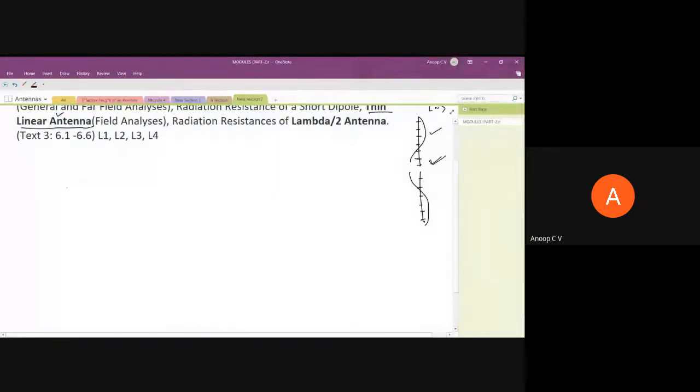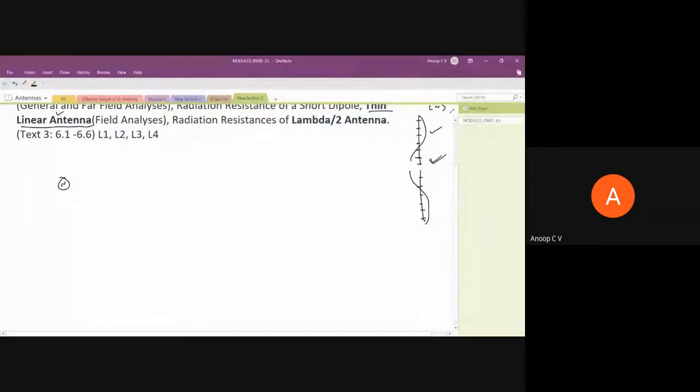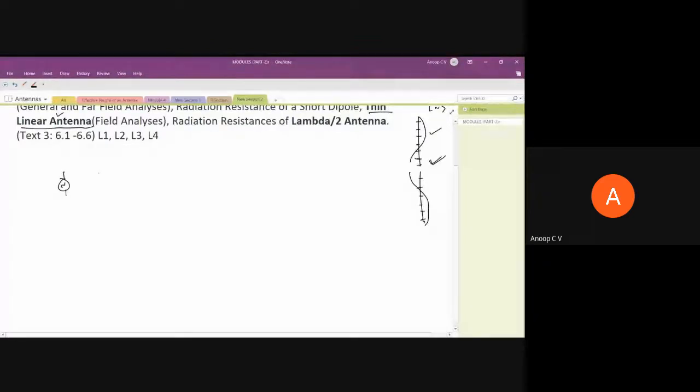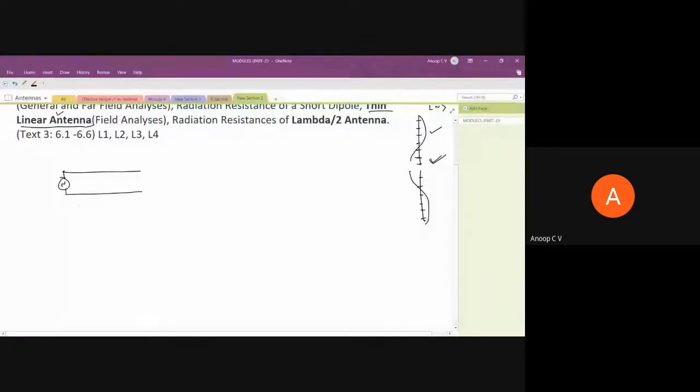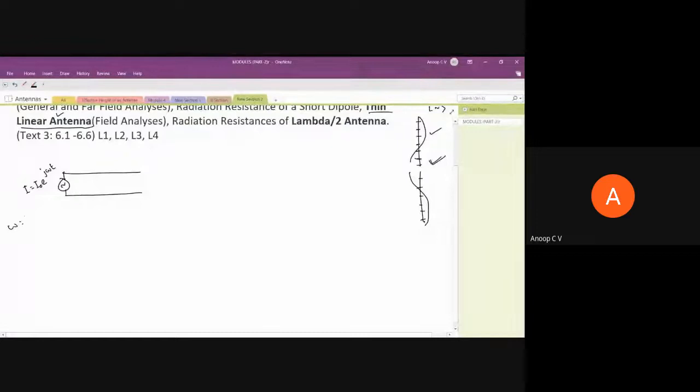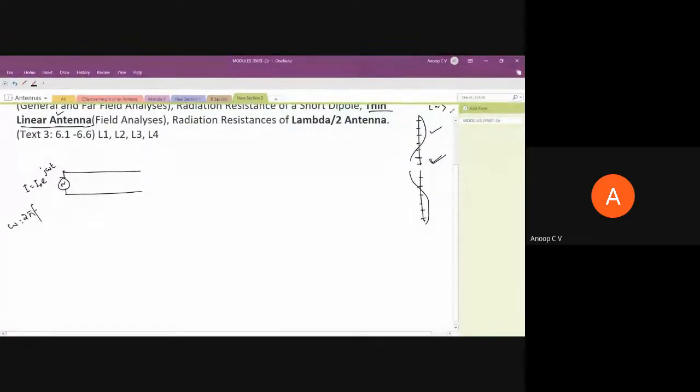Assume you have a source and a balanced transmission line which is excited using this source, right? And say the current is I equals I naught e power j omega t. It's a time varying harmonic, where omega is 2 pi f, the radial frequency.